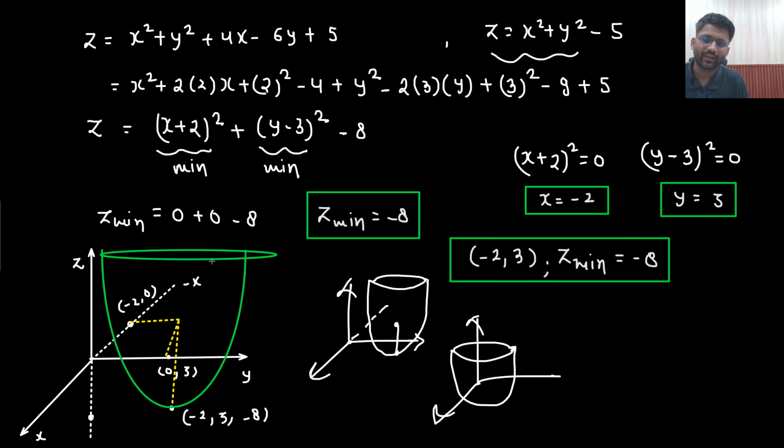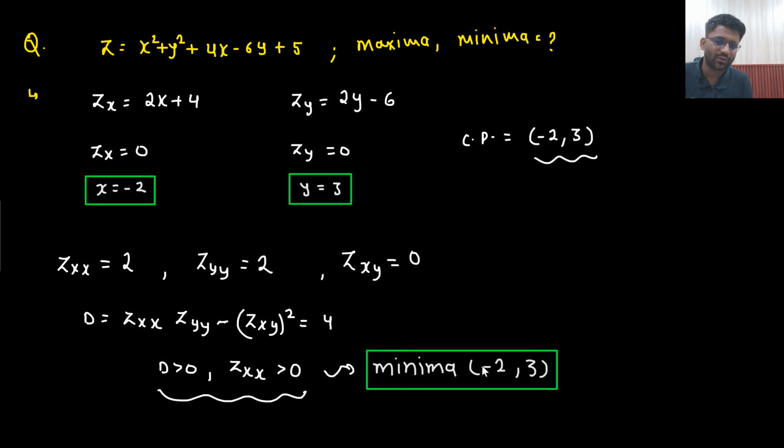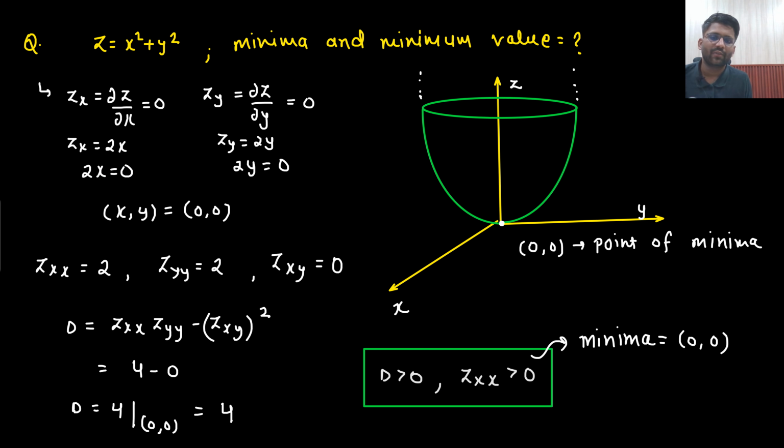This kind of graph you will get. So yes, it will also be an elliptical paraboloid only. There is no doubt in that. But making this structure was not very difficult for us because we could know that the minimum value will occur at minus 2 comma 3 and the value will be minus 8 only, which is pretty obvious. Here also minus 2 comma 3 you could have put, and here what will be the minimum value?